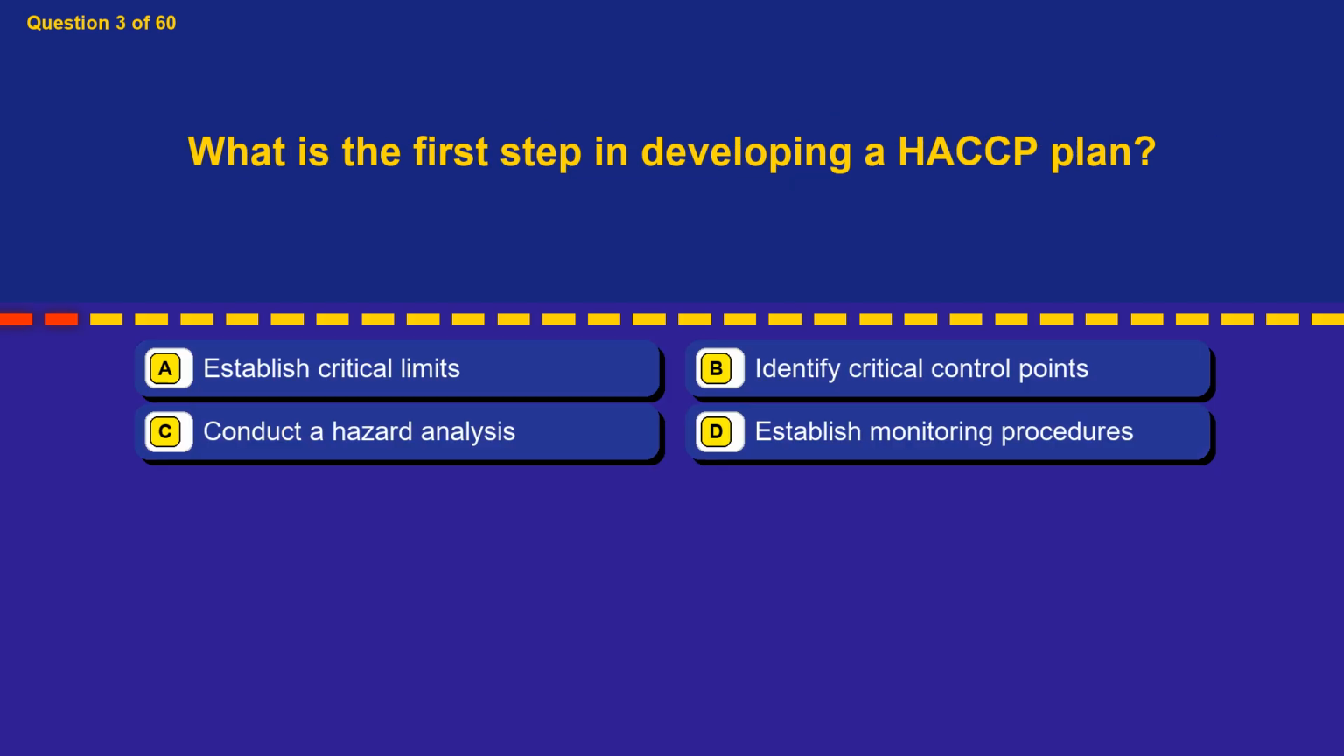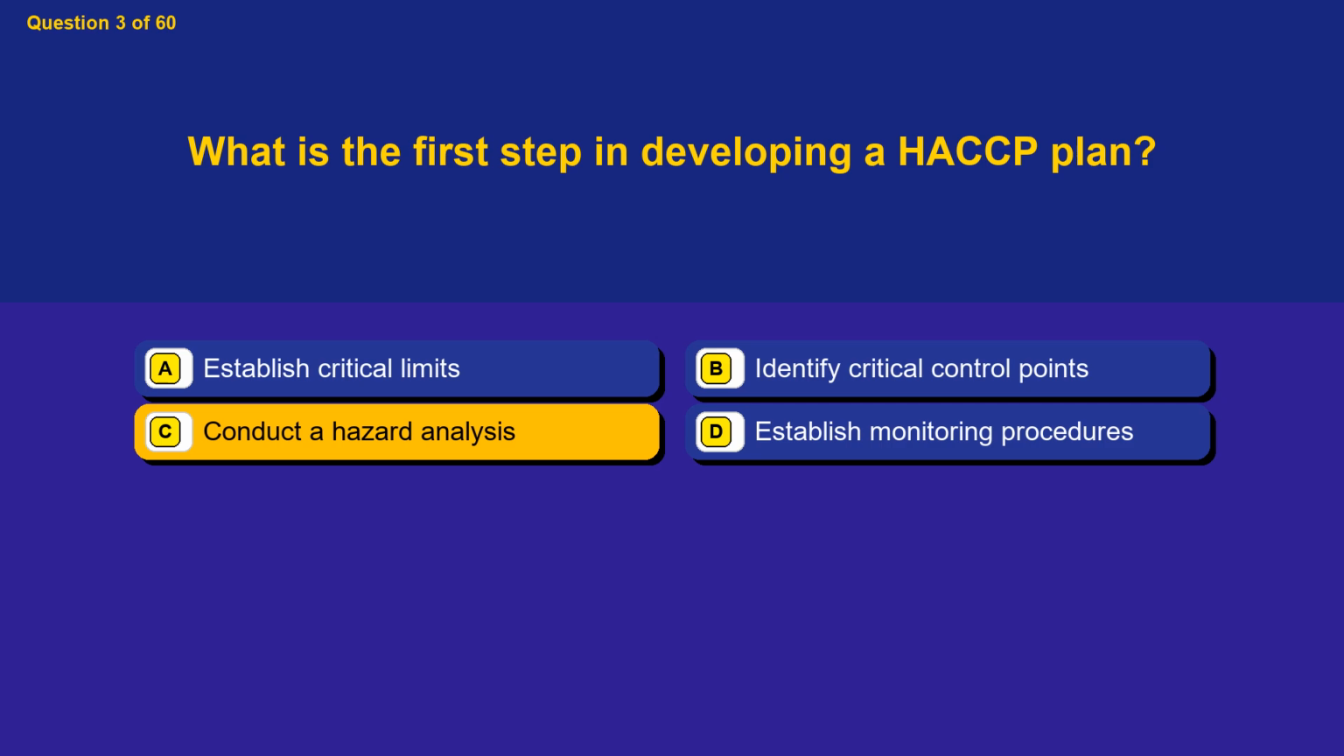Question 3. What is the first step in developing a HACCP plan? Option A, establish critical limits. Option B, identify critical control points. Option C, conduct a hazard analysis. Option D, establish monitoring procedures.